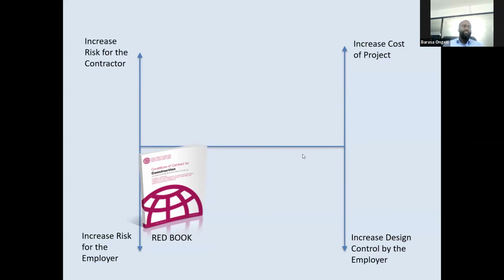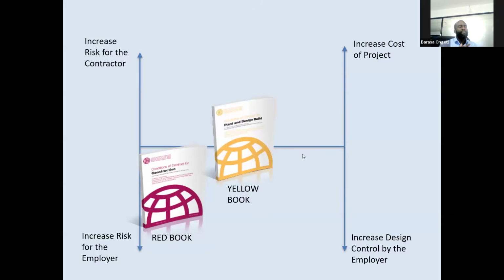As we move further up the scale, somewhere in the middle, you're going to have the yellow book, which is sort of a balance because there's an increase in risk for the contractor, and the contractor will not necessarily bear all the price risks, but the contractor will most likely bear the design control. So there's a balance between the design control by the employer and the design control by the contractor and the risk by the contractor.